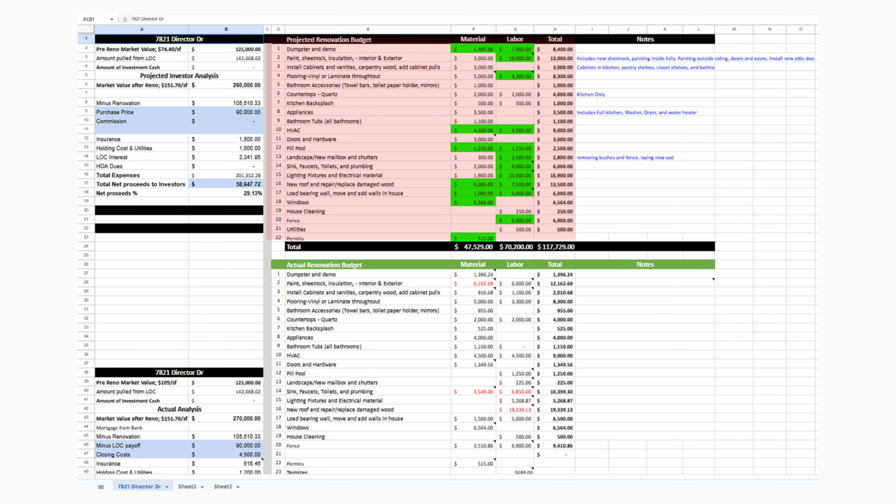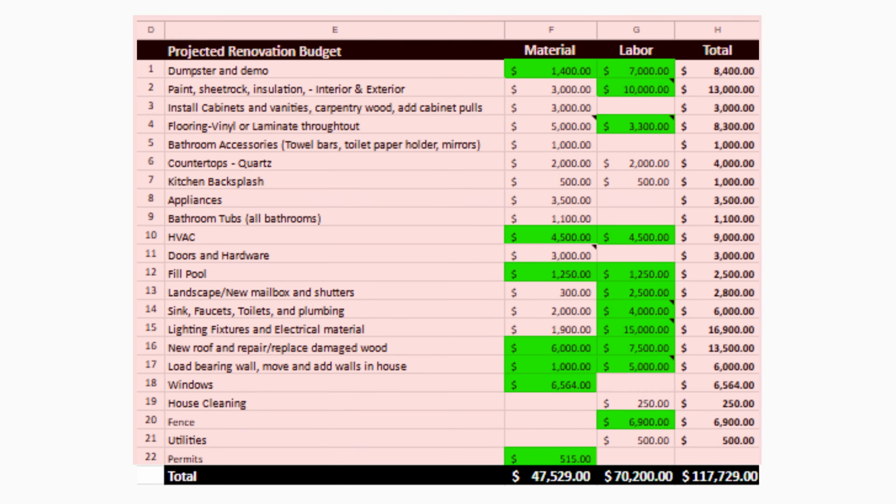Okay, so let's look at these numbers and let me walk you through it. Okay, so as you can see, I have at the top a projected renovation budget, and I have things broken down into material and labor as well as total.